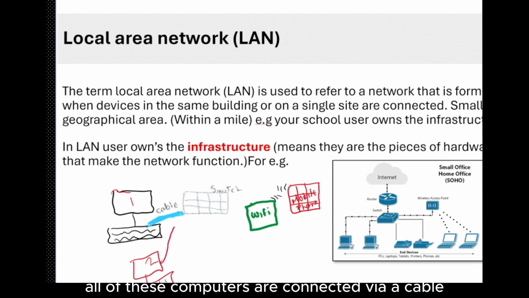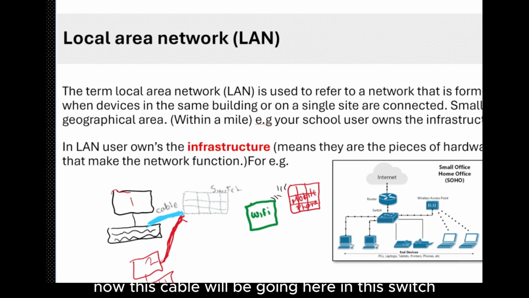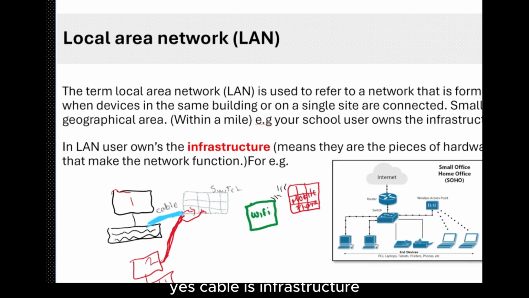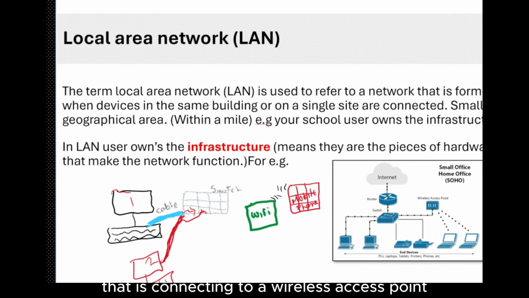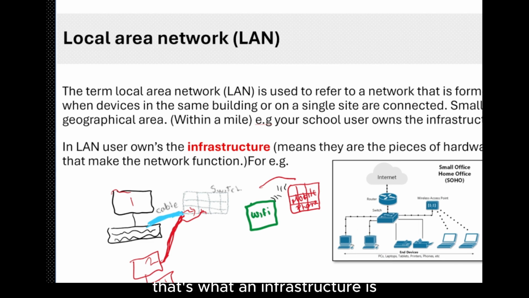All of these computers are connected via a cable. Now, this cable will be going here in this switch. This is going here in that switch. What are these? This cable is the infrastructure that is connecting to the switch. Okay, so remember, it connects part of the network. So if you had a phone that is connecting to a wireless access point, all are examples of infrastructure. That's what an infrastructure is.